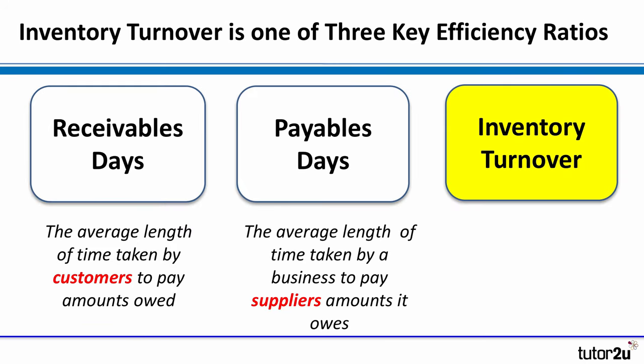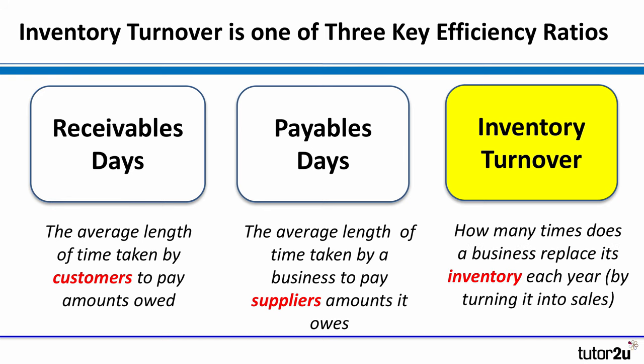And inventory turnover is one of the three main financial ratios that we use to assess how efficiently the business is managing its working capital. Don't forget, working capital comprises three main elements: trade receivables, amounts owed by customers, and we look at receivables days there to work out how long on average our customers take to pay. It's also our trade payables, how much credit we take from our suppliers. And payables days is the ratio we use to see how long on average it takes us to pay our suppliers. And the third part of working capital is inventory. And inventory turnover, the subject of this video, is about how many times the business replaces its inventory each year, hopefully by turning it into sales.